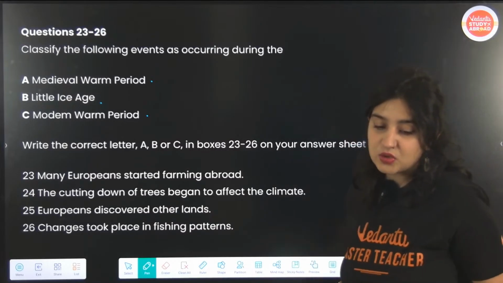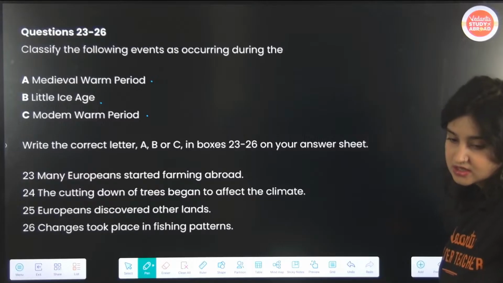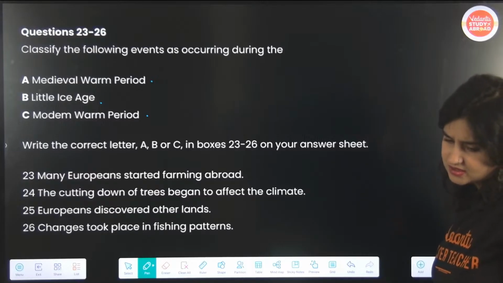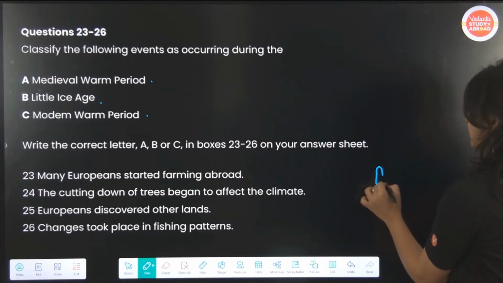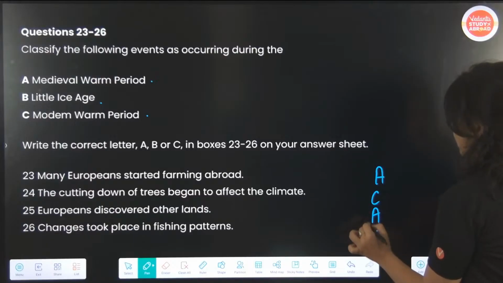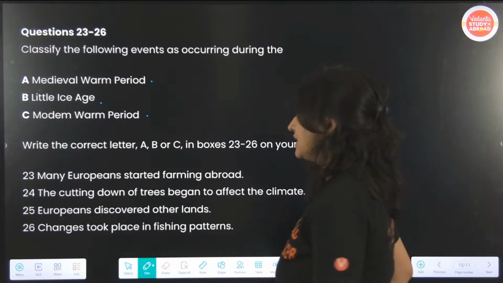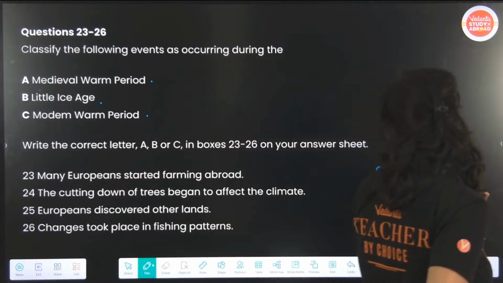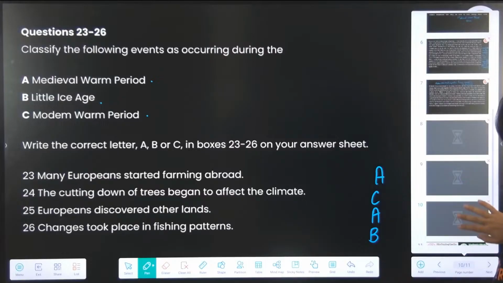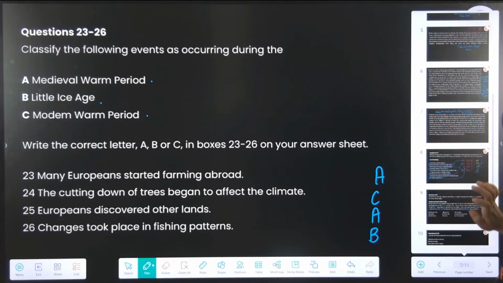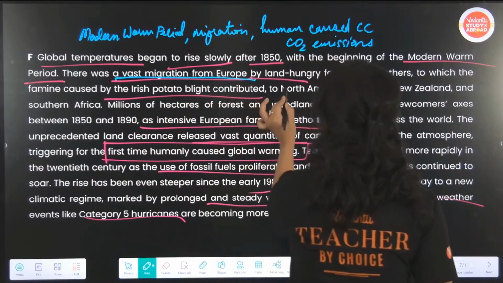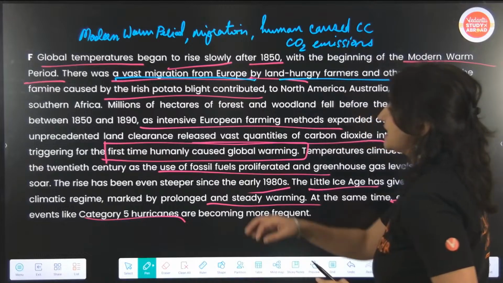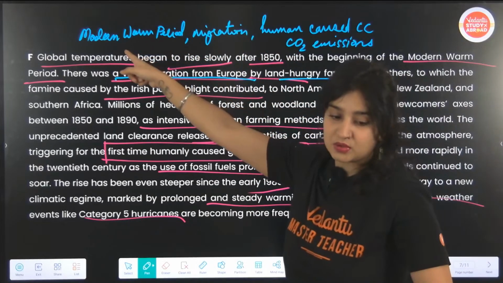All right, the first you are saying happened in the medieval warm period. Second, modern warm period, medieval warm period. Okay, so you're saying it should be A, C, A, B. Let's quickly recheck everything. This one, many Europeans started farming abroad. When did this happen? Started farming abroad? Here, vast migration from Europe by land-hungry farmers and others. This is happening when? You can see in the notes.